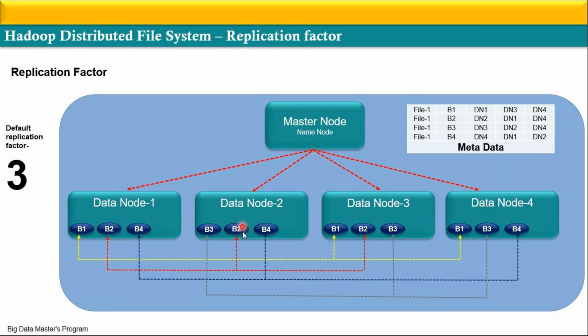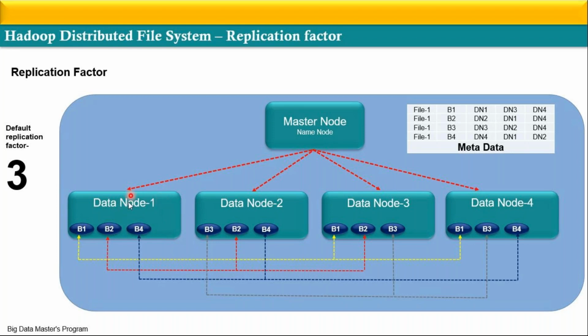Okay, block 4, block 1, block 2. So different variations will be there, but the main thing is that the same block will not be available in that particular node. If block 1 is available over here, it will not be stored as a replica in this particular node. So this is the stuff.